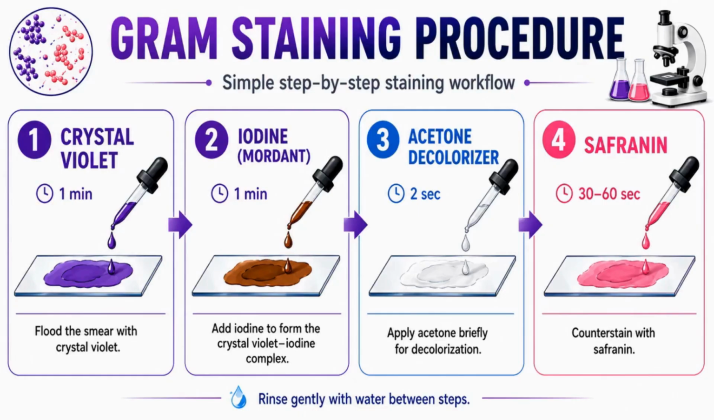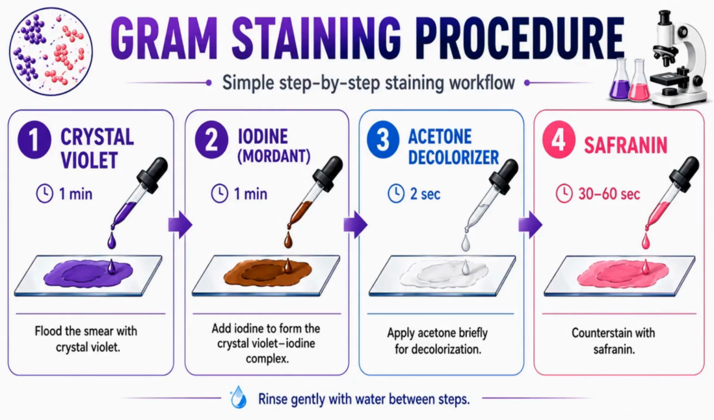If the decolorizer is poured for more time, even the gram-positive bacteria can lose color and appear as gram-negative bacteria. So it is called over decolorization. And if poured for less time, the gram-negative bacteria do not lose the color of the primary stain properly, and it is known as under decolorization.